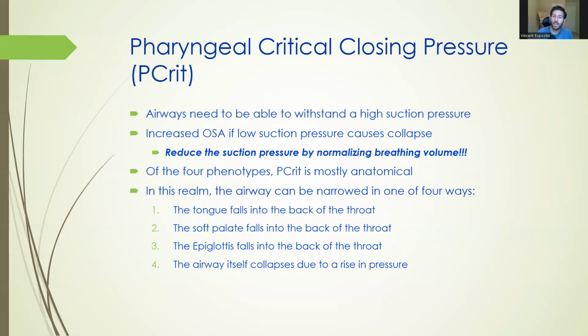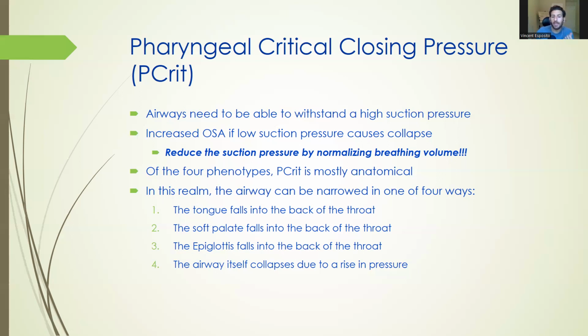Now, the airway can be narrowed in one of 4 ways. And remember, the more narrow the airway gets, the negative pressure is going to increase. And this is why P-crit is, of these 4, the one mostly related to anatomical issues. So we can narrow our own airway a few ways, and we don't want that. We want to keep the airway as wide as possible.